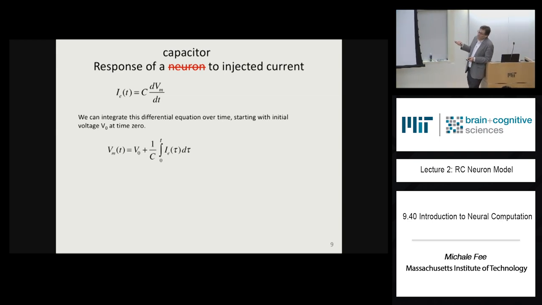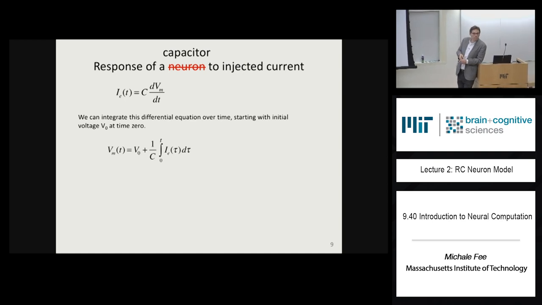Just integrate both sides. You get V here. You get the integral of I there and divide both sides by C. Any questions? It's either really confusing or really obvious. Yeah, everybody okay? All right, good.